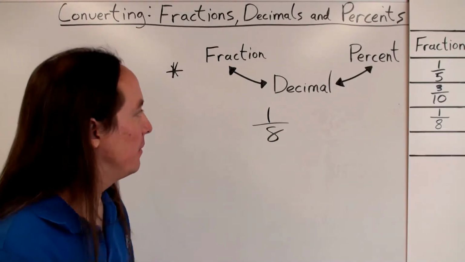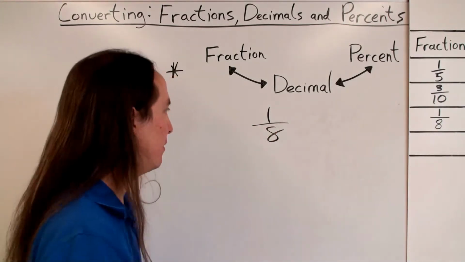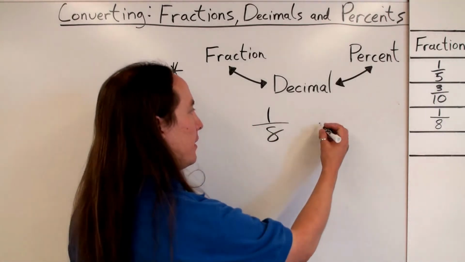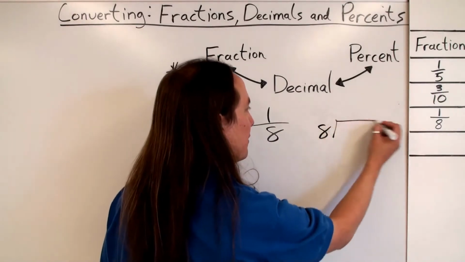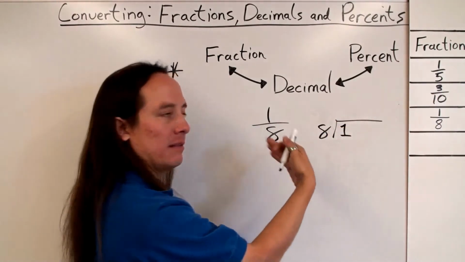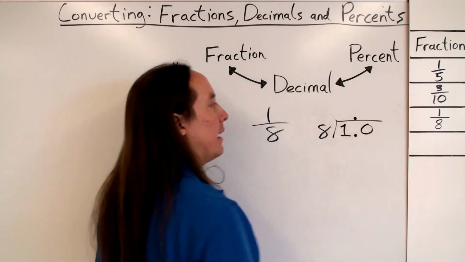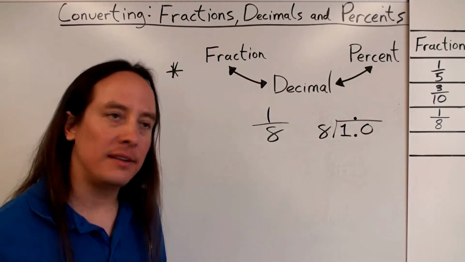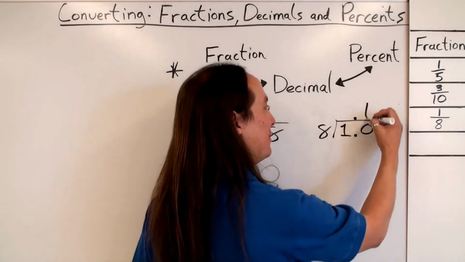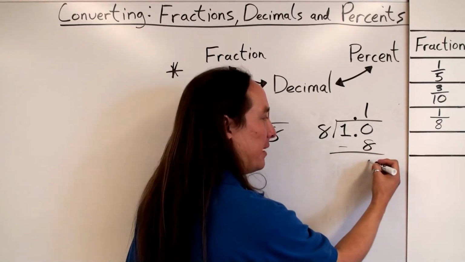You divide. Remember, fractions are always divisions. That's what this little line here in the middle means, okay? So, let's see here. The denominator will always go outside the little division house, okay? 8 does not go into 1, so we have to put a decimal and bring the decimal to the top. Add a 0. 8 goes into 10 one time, okay, with a remainder of 2.